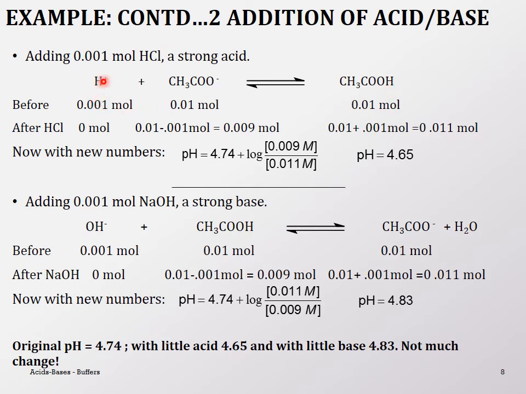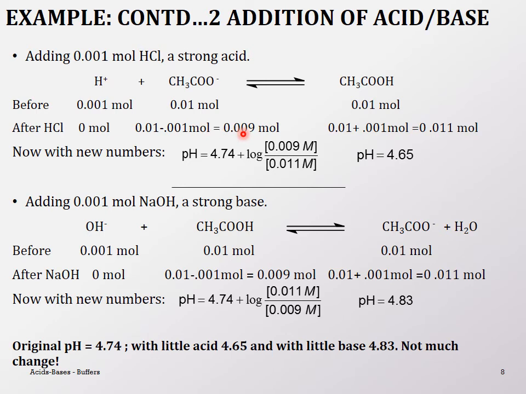So the acid is going to react with the acetate ion and it will give you more acetic acid, which means that the concentration of the acetate should decrease. And if it is going to decrease, you have to subtract the concentrations. So 0.01 minus 0.001 moles. So you have to subtract those two.